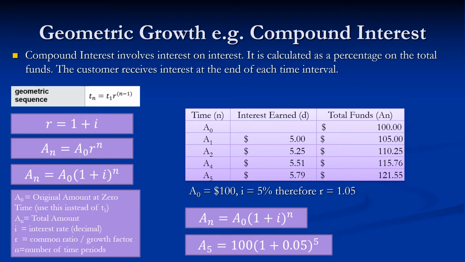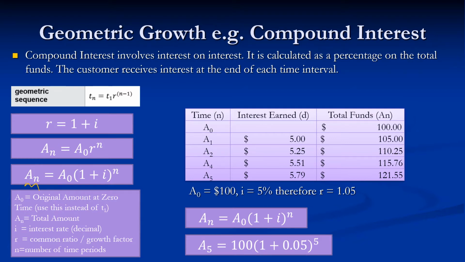Now our second example of geometric sequencing is that of compound interest. Compound interest involves interest on interest. It's calculated as a percentage on the total funds. So the customer receives interest at the end of each time interval. If we have a look at our compound interest formula, we're going to think of a few terms.